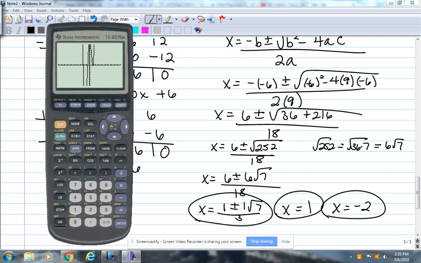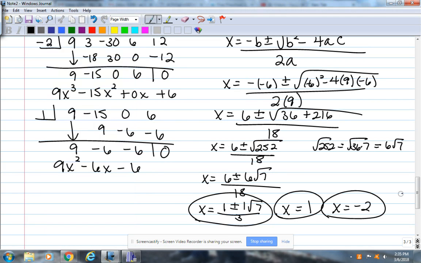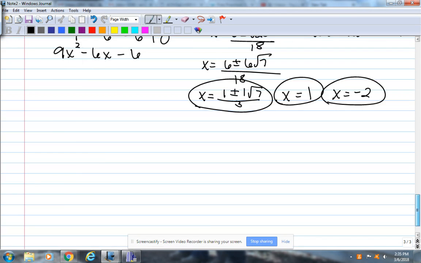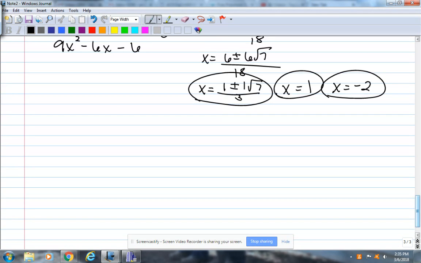Okay, so for this section, it's only asking for the real zeros. What kind of numbers are not real? Imaginaries. So if you get an imaginary solution, guess what? You don't need it. Throw it out. Okay? So let's see an example of that real quick.